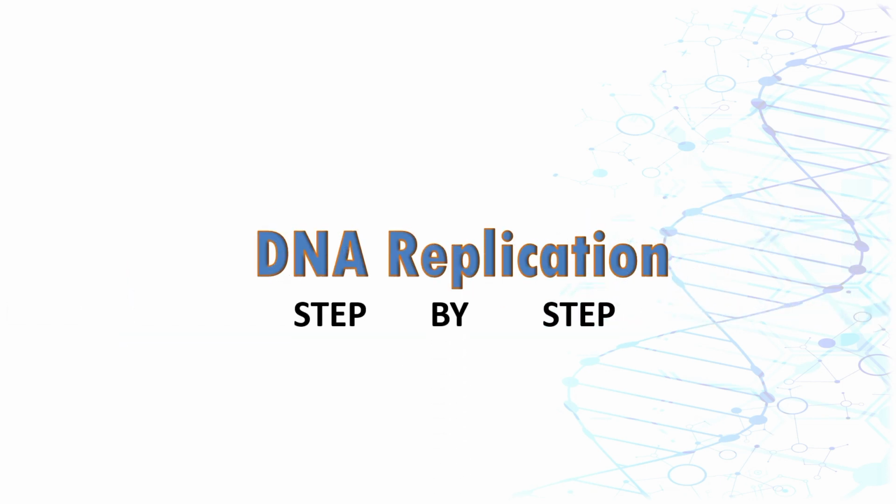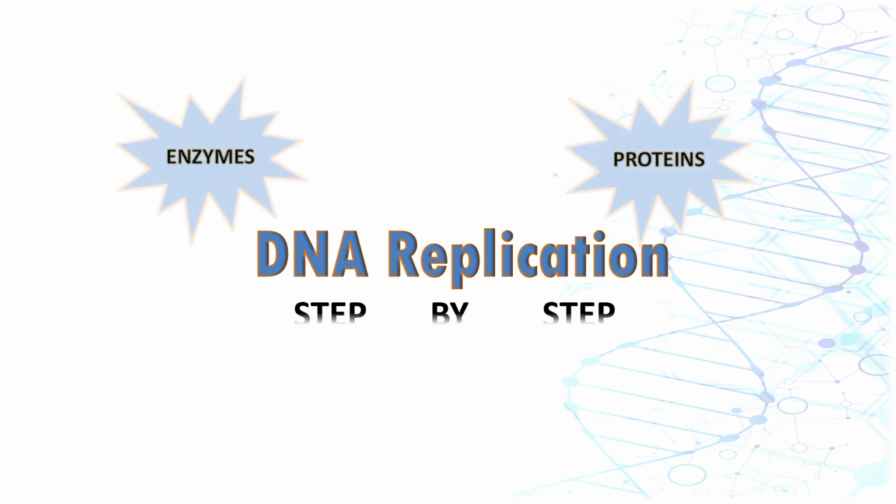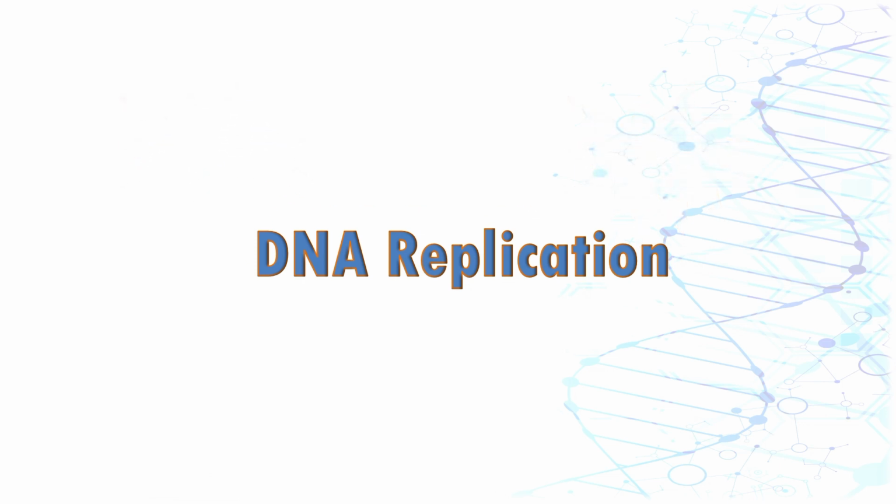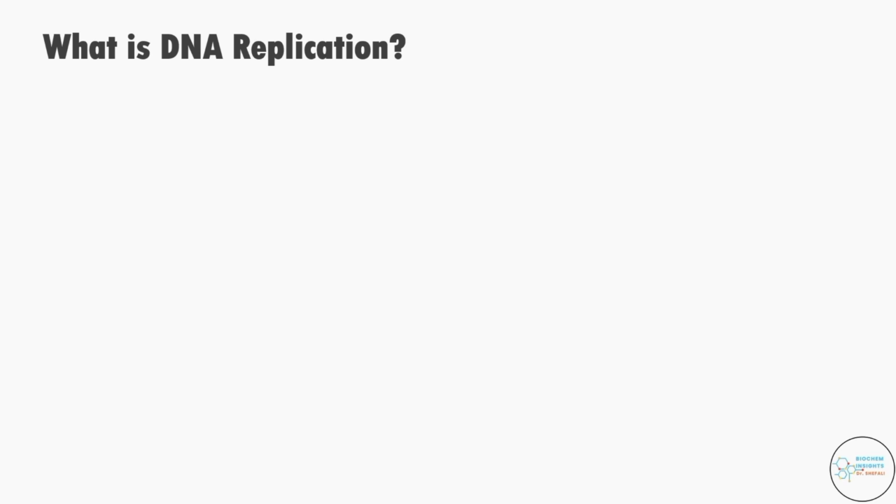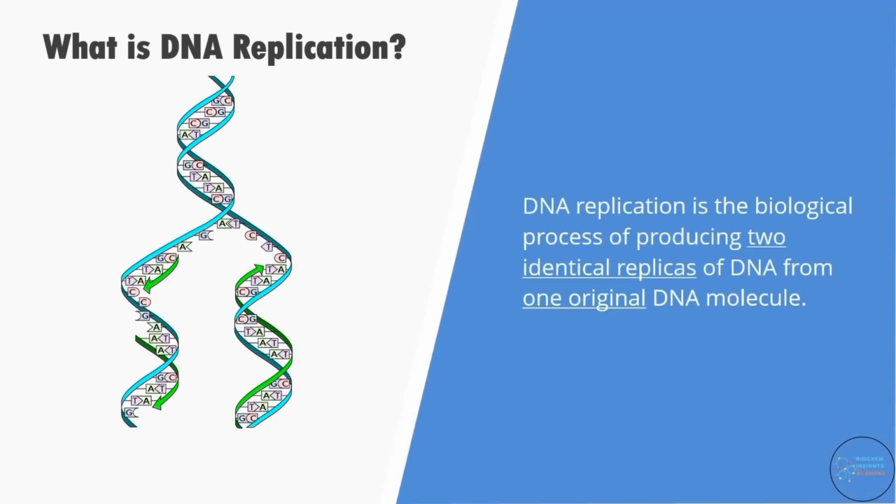So I will walk you through the entire DNA replication step by step, and we will also explore different enzymes and proteins involved in the process along the way. So let's begin with what is DNA replication. DNA replication is a biological process of producing two identical replicas of DNA from one original DNA molecule. In simple words, we can say that DNA replication is a process through which a DNA molecule makes a copy of itself.